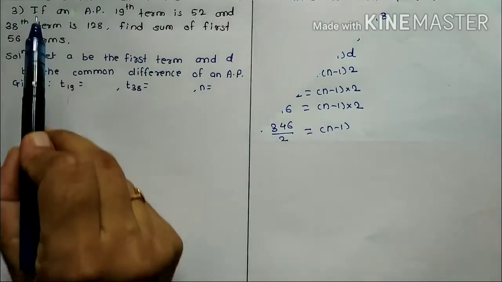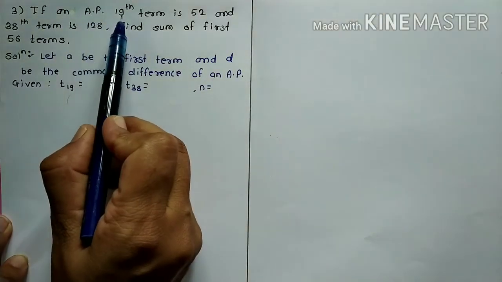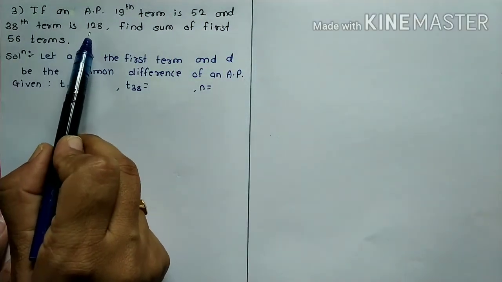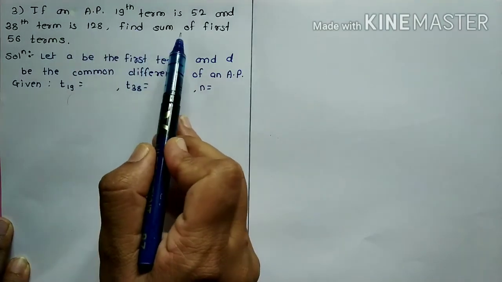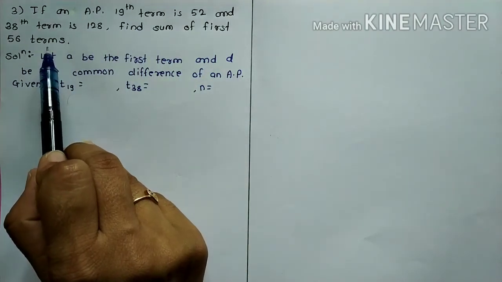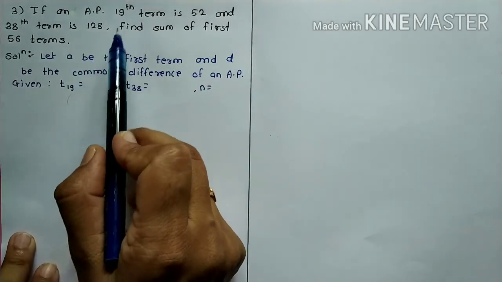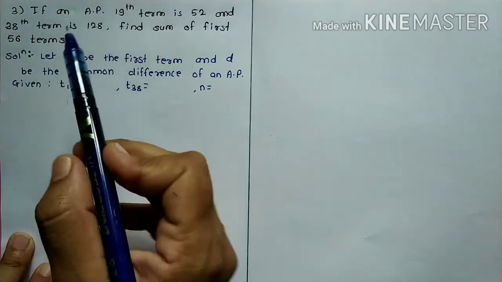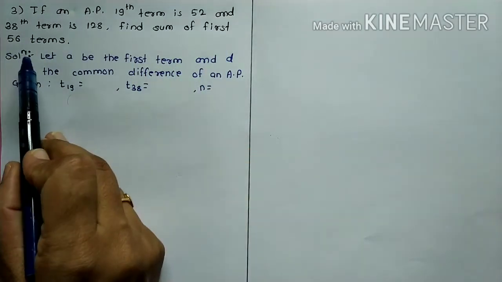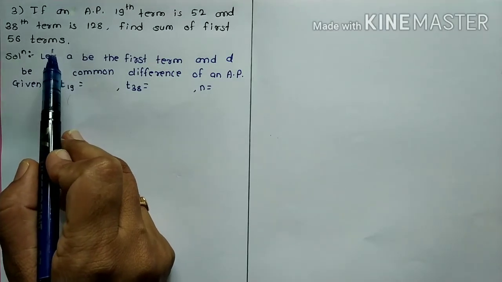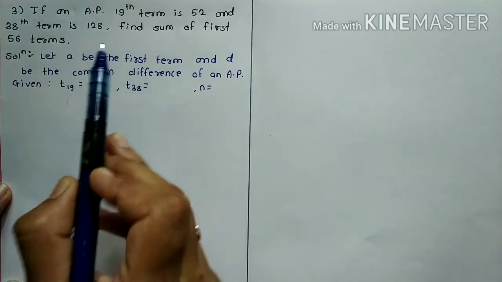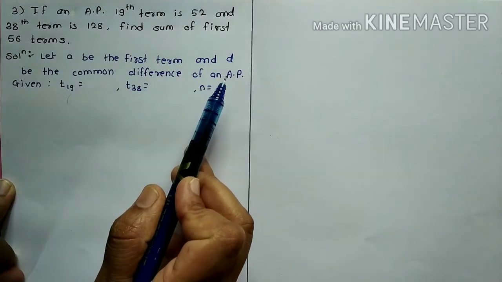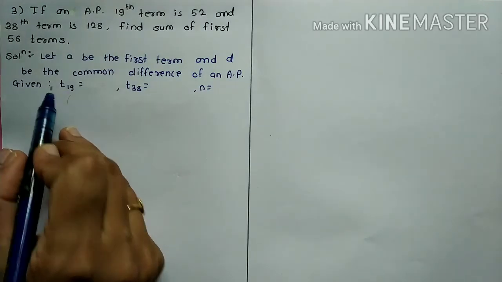30,450. Next example: if an AP's 19th term is 52 and 38th term is 128, find the sum of the first 56 terms. In this example, the 19th term and 38th term are given and we have to find the sum of the first 56 terms. See the solution. Let A be the first term and D be the common difference of an AP. Then write down the given terms.